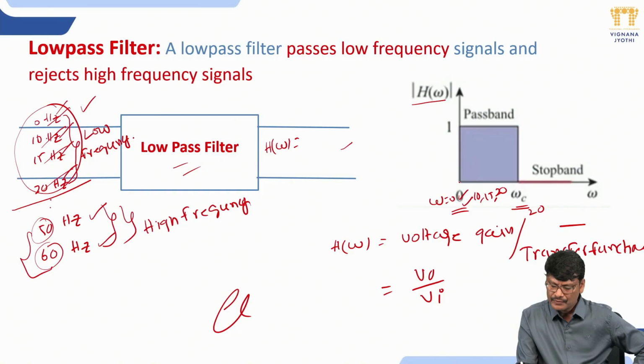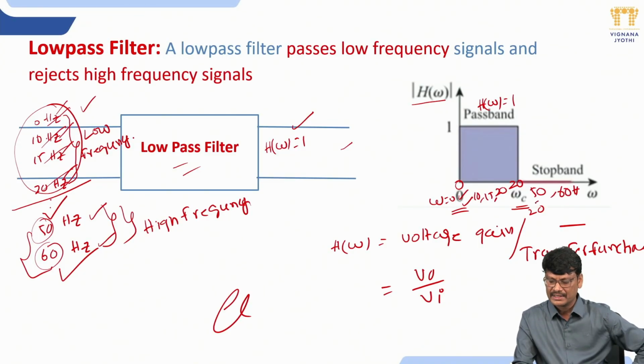If you look at this diagram, from 0 to 20 hertz, the voltage gain is equal to 1, so the output will be there. For more than 20 hertz, here 50 and 60 hertz, the filter does not allow these signals. That is why the voltage gain H(ω) is equal to 0.